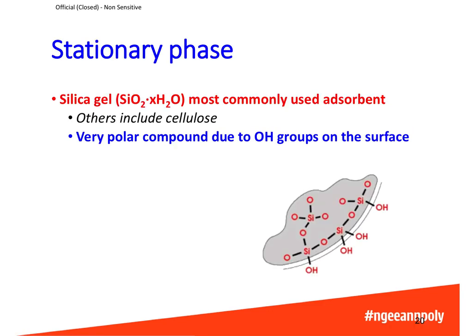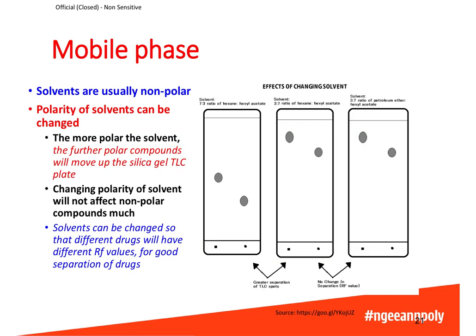As previously mentioned, for TLC, the stationary phase is most commonly silica gel. This is a very polar compound due to OH groups on the surface. As for the mobile phase, it is organic solvents, which are usually relatively non-polar. However, we can also see that there are a variety of organic solvents and they have different polarity. So the polarity of the solvents can be changed. The more polar the solvent, the further the polar compounds will be able to move up the silica gel TLC plate.